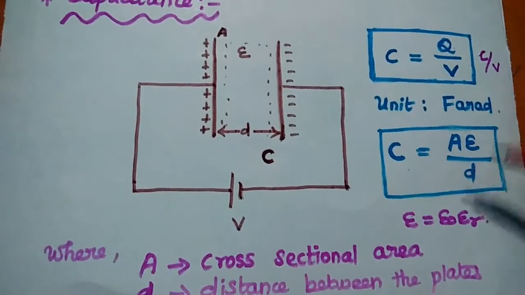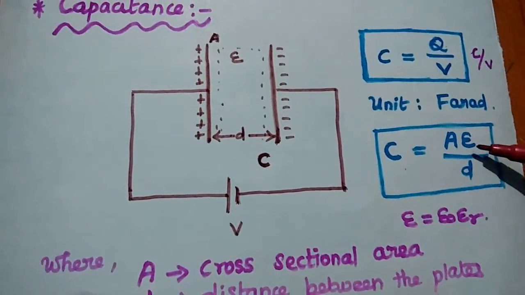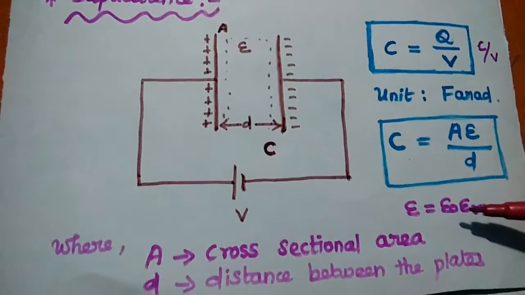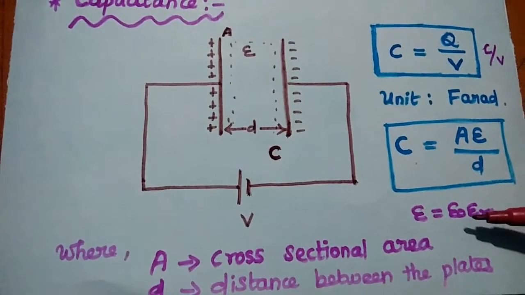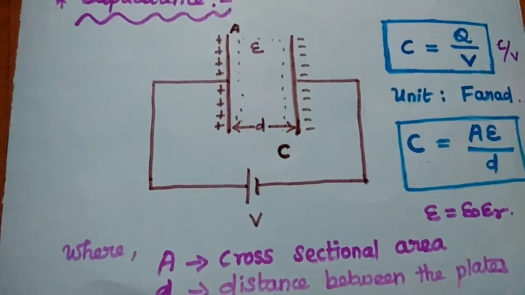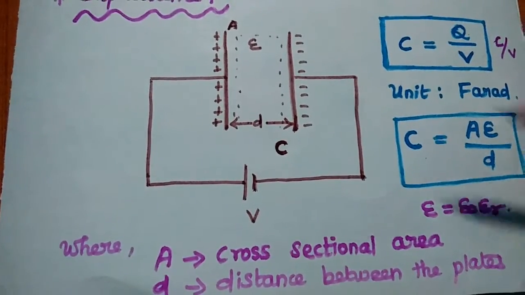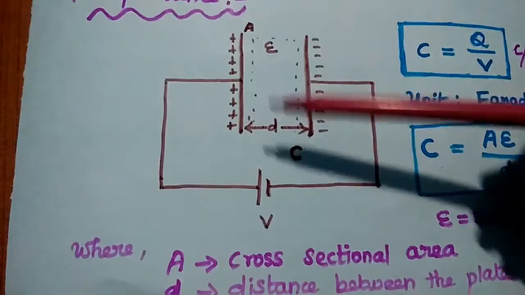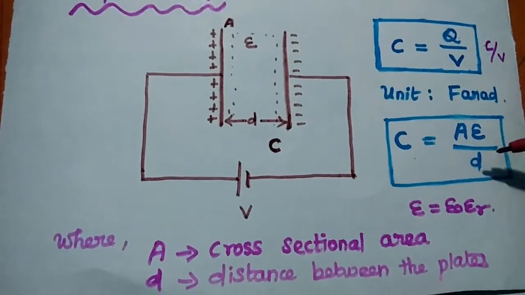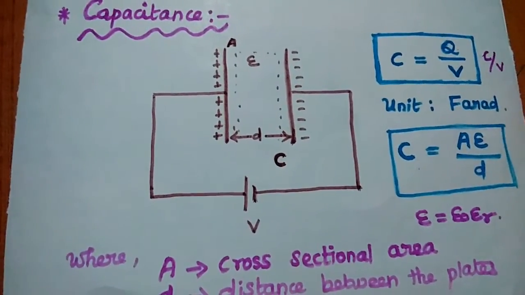Here A is the cross-sectional area, D is the distance between the plates, and epsilon is the dielectric constant. Here epsilon is equal to epsilon naught into epsilon r. Epsilon naught is a constant value, that is 8.854 times 10 to the power of minus 12. Epsilon r is the relative permittivity. It depends on the type of material we are using inside. Now we are going to derive this expression from the general definition.